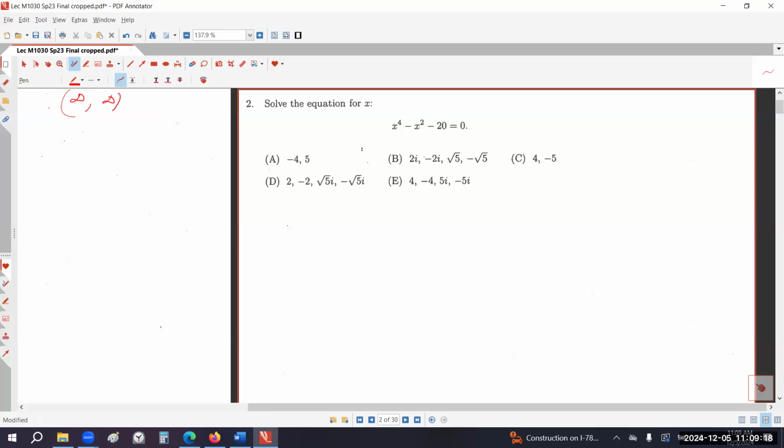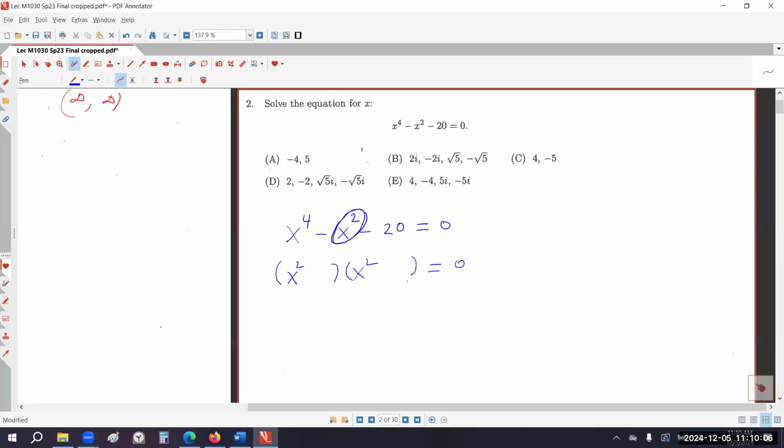The requirement is that if the bigger power is 2 times the smaller power, then it's quadratic. So we have x to the 4 minus x squared minus 20 equals 0. We can factor just like quadratic. But here, what would be our variable? x squared, not x to the 4. We always take the smaller one in factoring. So it's x squared and x squared.